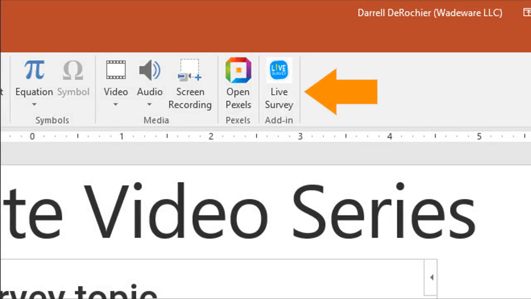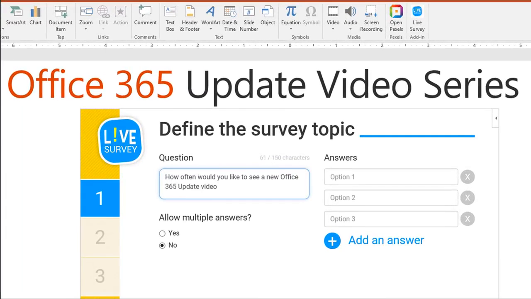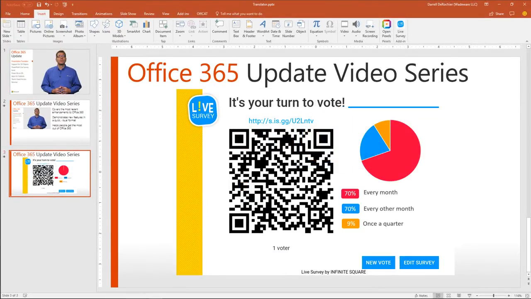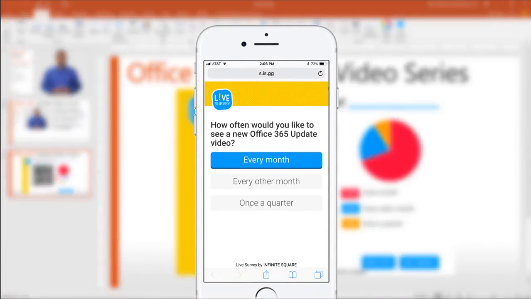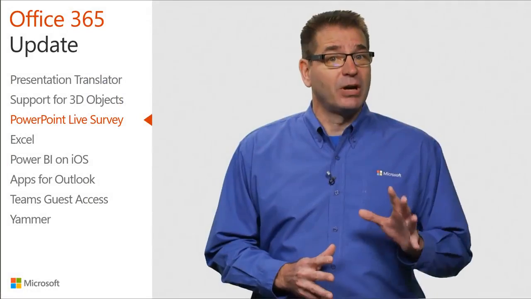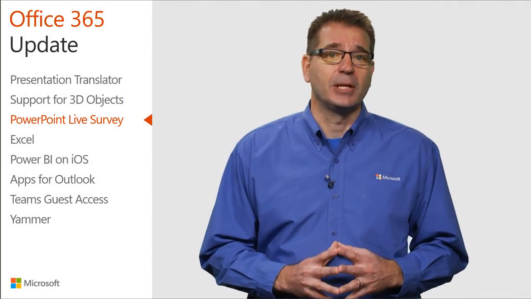Live Survey enables you to create surveys in just a few clicks. Simply type your question, enter your response options, then choose the chart style for the results. Live Survey generates a QR code to collect the votes from your audience via their smartphones and displays the results in real time directly on your slide. Participants can only vote once, but they can change their response if they've made a mistake.